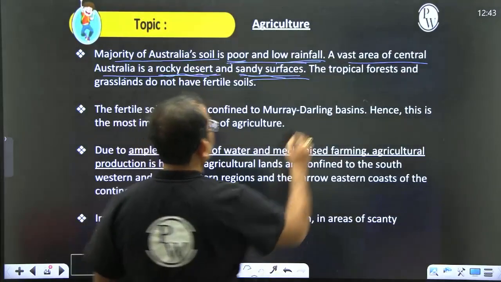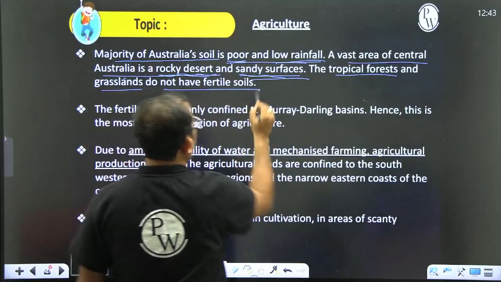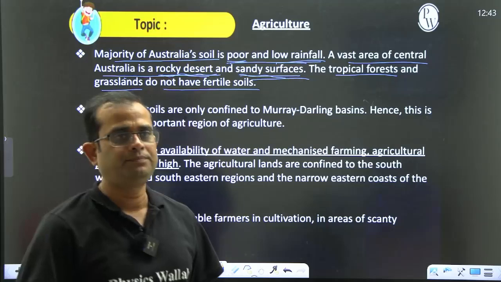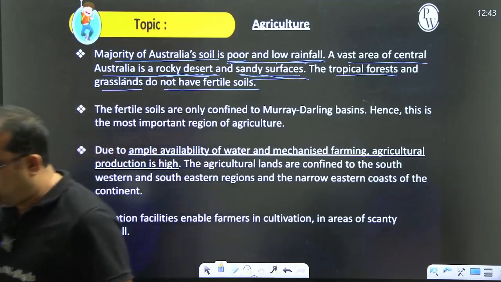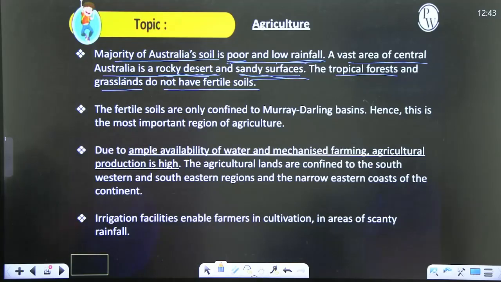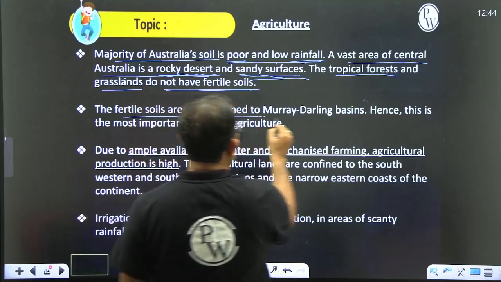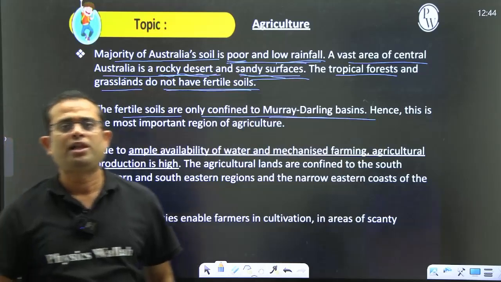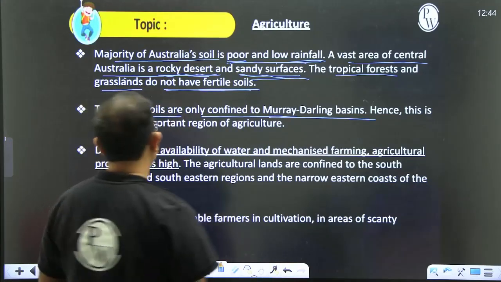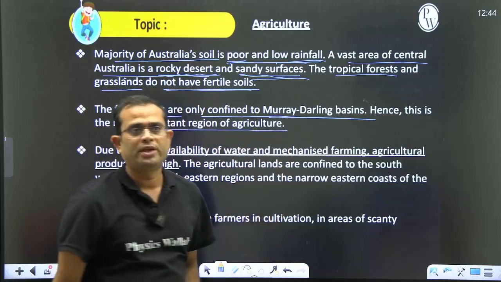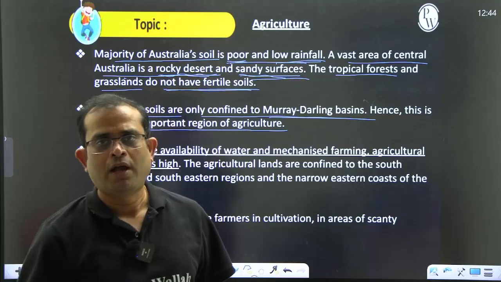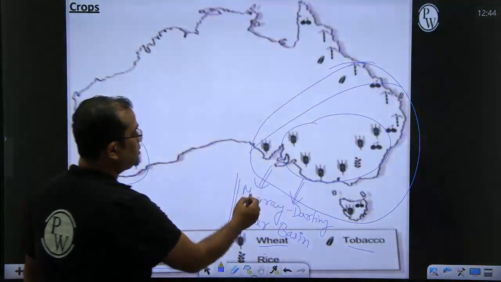The tropical forest and the grassland do not have fertile soils. The fertile soils are only confined to the Murray-Darling Basin. So these fertile soils are majorly confined to the Murray-Darling Basin. Hence, this is the most important region of agriculture. We have already discussed the region of the Murray-Darling Basin.